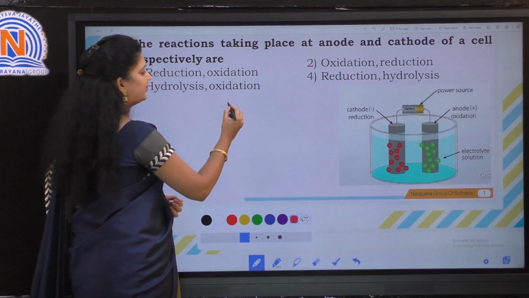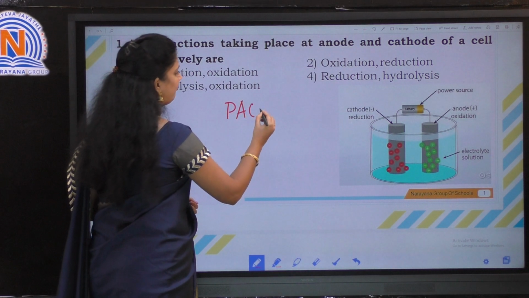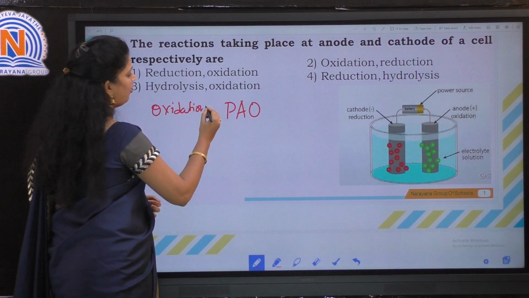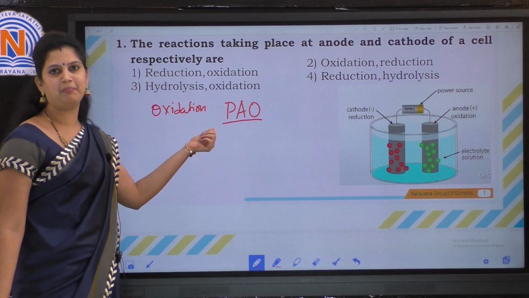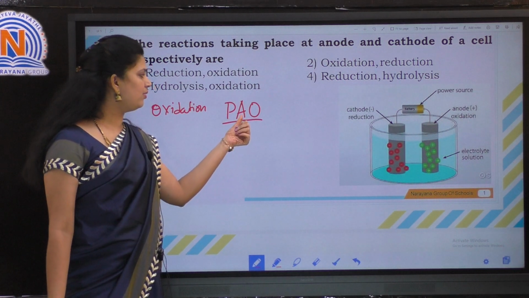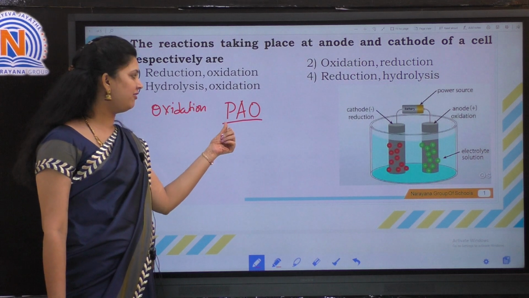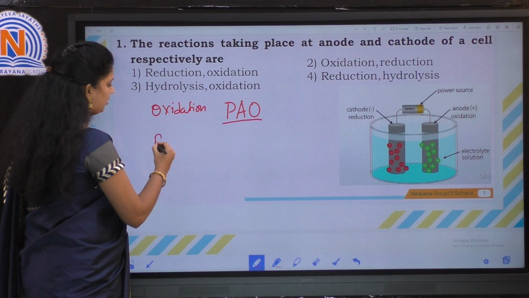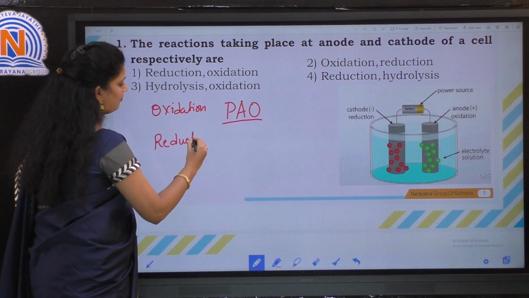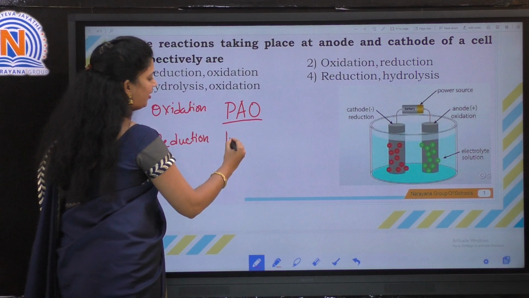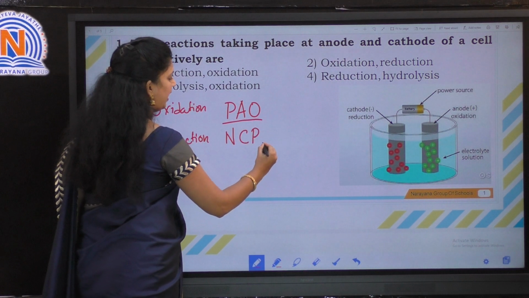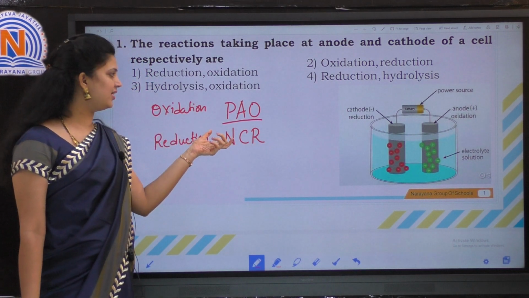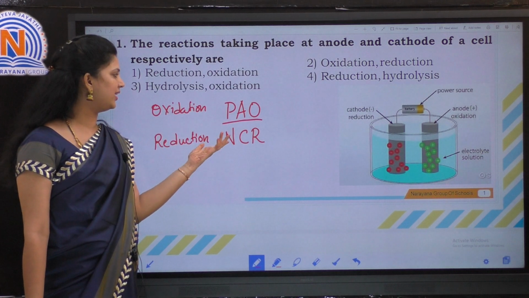The formula is very simple, that whenever we are talking about oxidation, O for oxidation, just remember PAO, P-A-O, positive anode oxidation. I repeat, positive anode oxidation. Now, when I am talking about reduction, the formula is very simple, NCR, negative cathode reduction. So with this we can remember and recall it very easily.